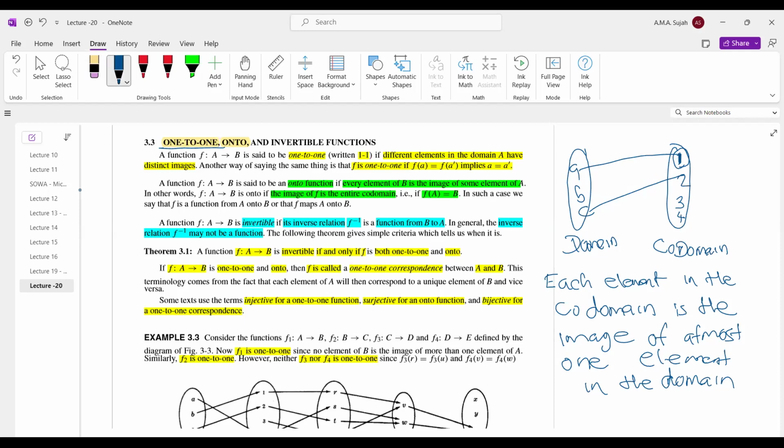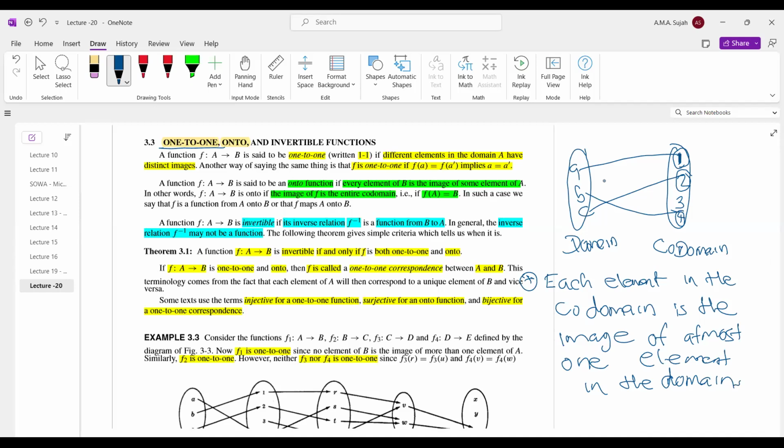To become a one-to-one function, each codomain element must be the image of at most one element in the domain. So maybe it can be this way: four has only one relation, with B. Similarly, one has a relation with A, and B has an image with 4. So this is important: each element in the codomain is the image of at most one element in the domain.